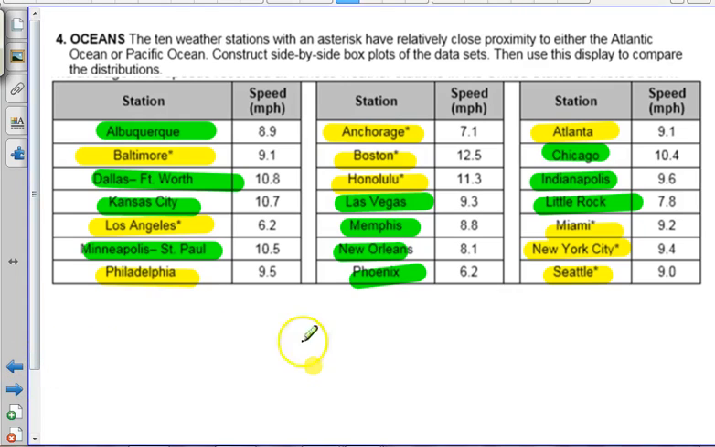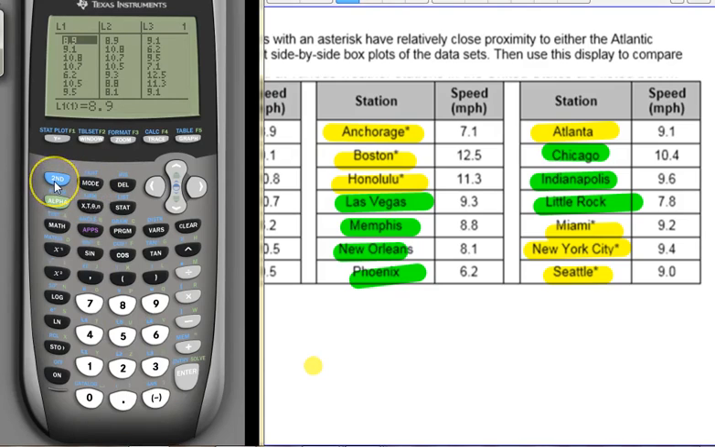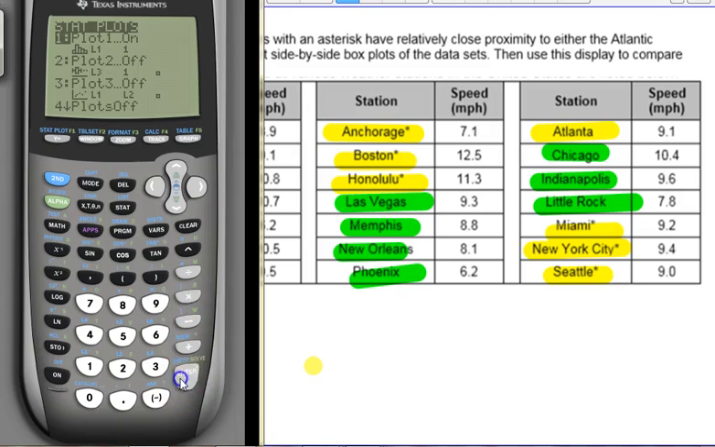So what we're supposed to do now is talk about side-by-side box and whisker plots. This is what I need you to do. Ready? I need you to go second Y equals, turn on plot 1 to box and whisker. I don't know if you have it on that right now. So that's this one with the alien head with 2 little dots. Are we good? And make sure you have the right list number in there. I think mine is actually in.